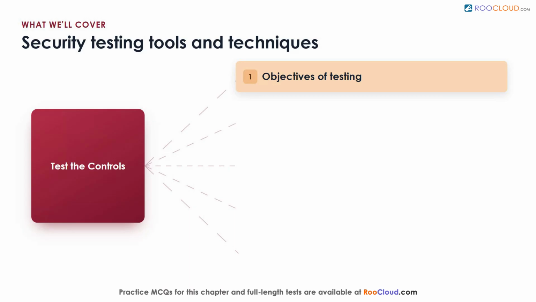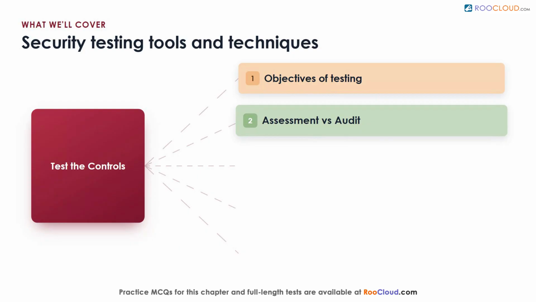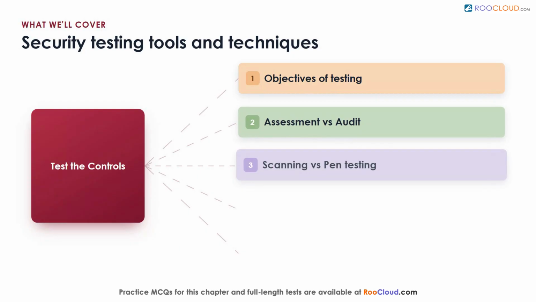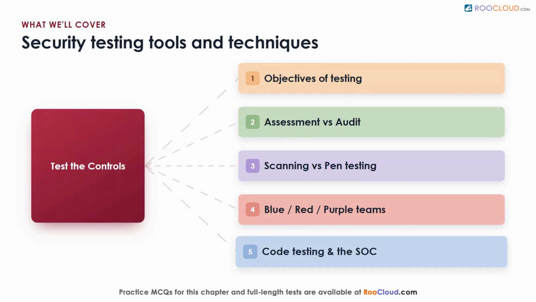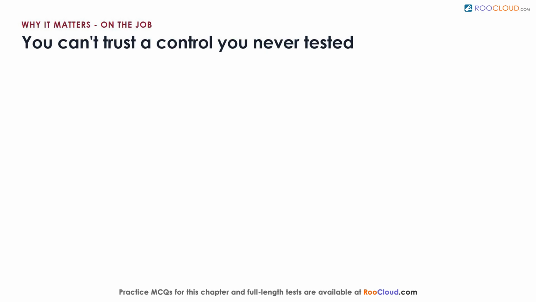What is security testing trying to achieve? How does an assessment differ from an audit? What's the difference between scanning and a penetration test? Who are the coloured security teams? How do you test the code itself? And what does a security operations center do? Why does this matter on the job?